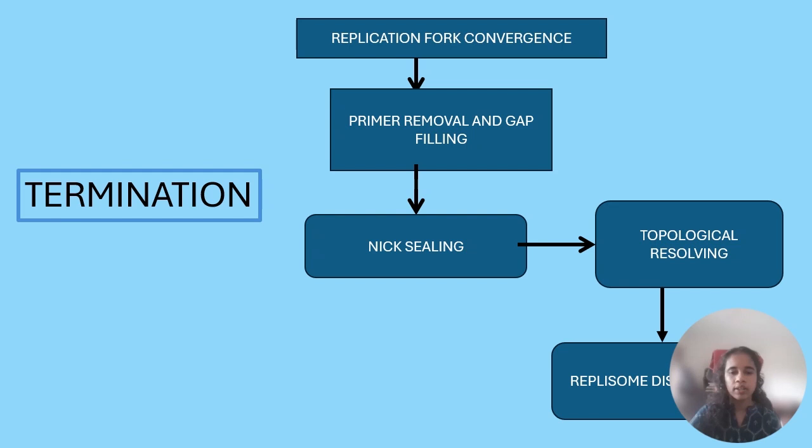Then the last one is replisome disassembly, which is basically removing all the enzymes and all the replication machinery that are involved in this replication process. All those proteins and enzymes are removed, like helicases.